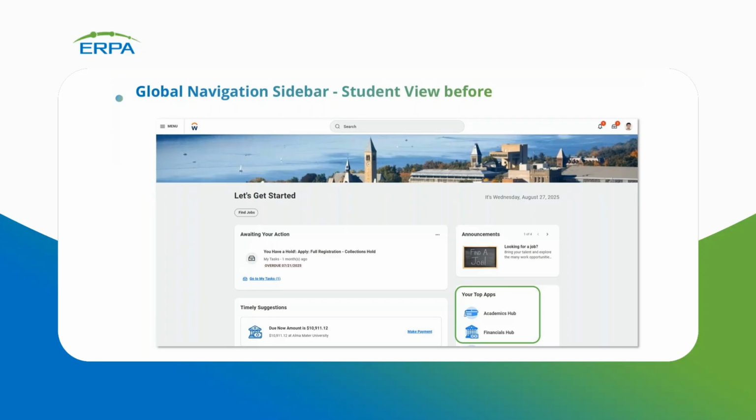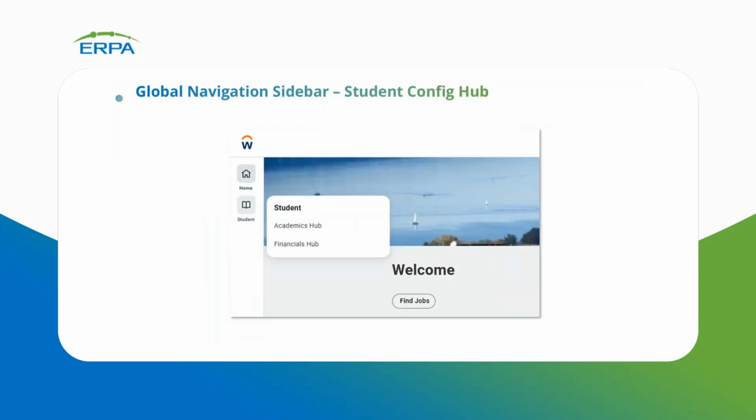But let's look at the next screen where we see what that global navigation sidebar looks like. And here on the left-hand side, constantly pinned, is this sidebar. You can see, because I'm proxied in as a student, the things that I'm seeing are the Student Academics Hub and Financials Hub. And I just hover over that to get to those. And hey presto, I've got that navigation constantly available to me, which is, I think, a really great experience, especially for students. So that's our global navigation sidebar.